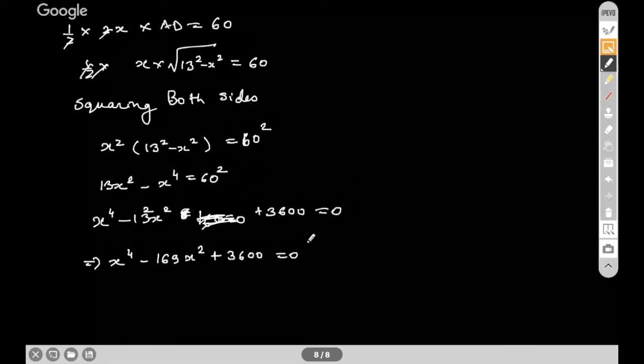Okay, so again, either you can go for the quadratic formula, and also it is a biquadratic equation. So you can say let x square be y. You can solve it here itself, or you can simplify by saying let x square equals y. So the equation is reduced to y square minus 169y plus 3600. Okay, so now if you try to split 3600, 36 into 100 is 3600, but 100 plus 36 is not 169, so we'll have to do a little bit more.